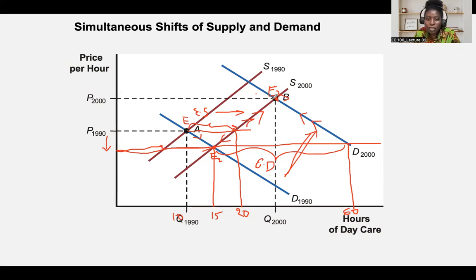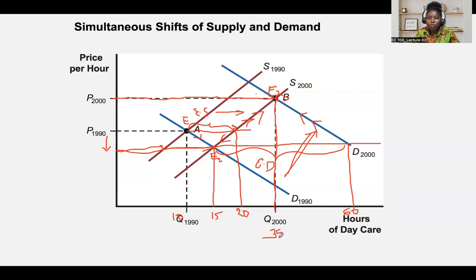This one gives us a new equilibrium price. This is going to be the new equilibrium price. And this is going to give us a new equilibrium quantity. This quantity could be maybe 35.